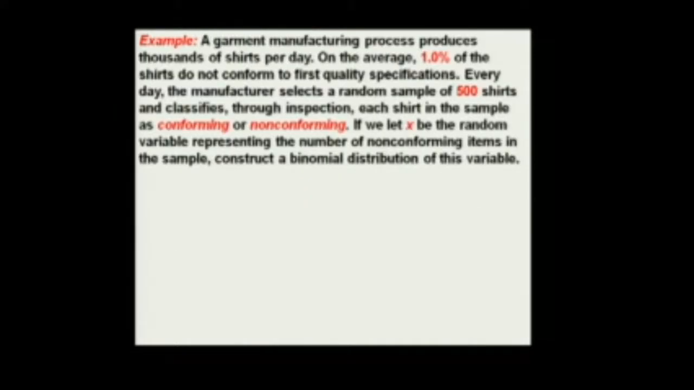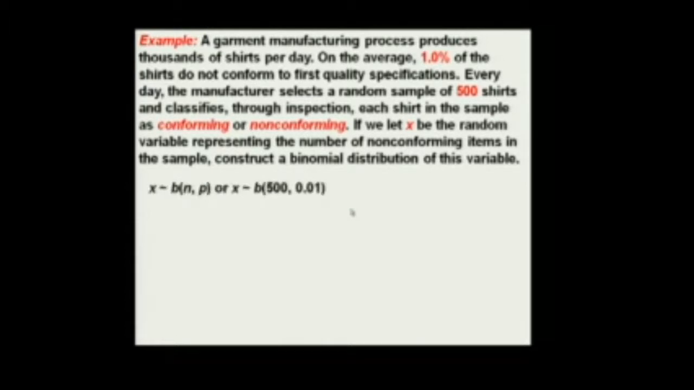Let's take an example. A garment manufacturing process produces thousands of shirts per day. On average, 1% of the shirts do not conform to first quality specifications, meaning we have 1% defects. Every day, the manufacturer selects a random sample of 500 shirts and classifies through inspection each shirt in the sample as conforming or non-conforming, good or bad. Now, if we let x be the random variable representing the number of non-conforming items in the sample, we can construct a binomial distribution of the variable.